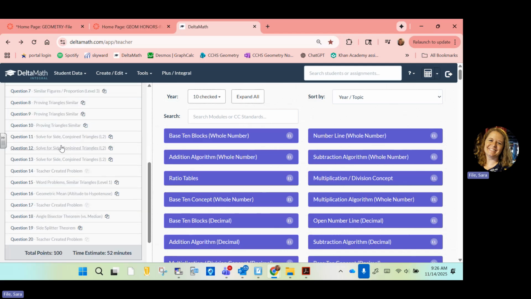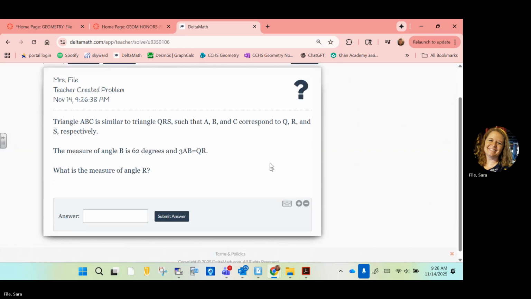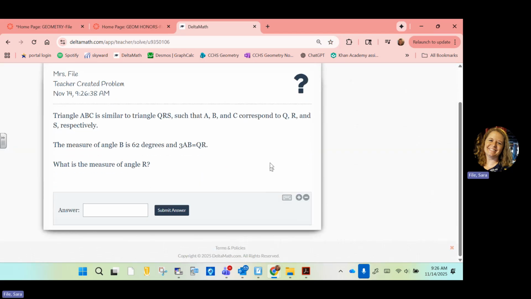Okay. The other that I added in, I'm trying to find the teacher created ones because I put these in here specifically because they're similar to test questions. Number 14 says triangle ABC is similar to QRS such that A, B, and C correspond to Q, R, and S respectively. The measure of angle B is 62 degrees and 3AB equals QR. What is the measure of angle R?